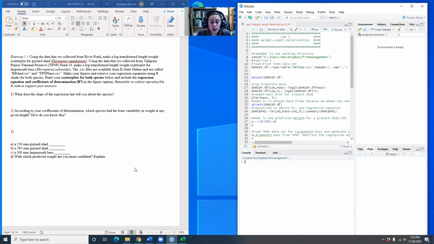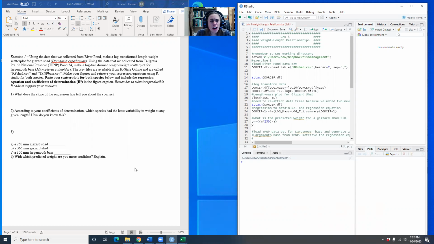Then paste your scatter plots for both species and include the regression equation and coefficients of determination, the R squared values, in the figure caption. Remember to submit your R code along with your answers. Whenever you submit a lab document for this class, you should be submitting your R code so I can go back through and figure out where you went wrong.